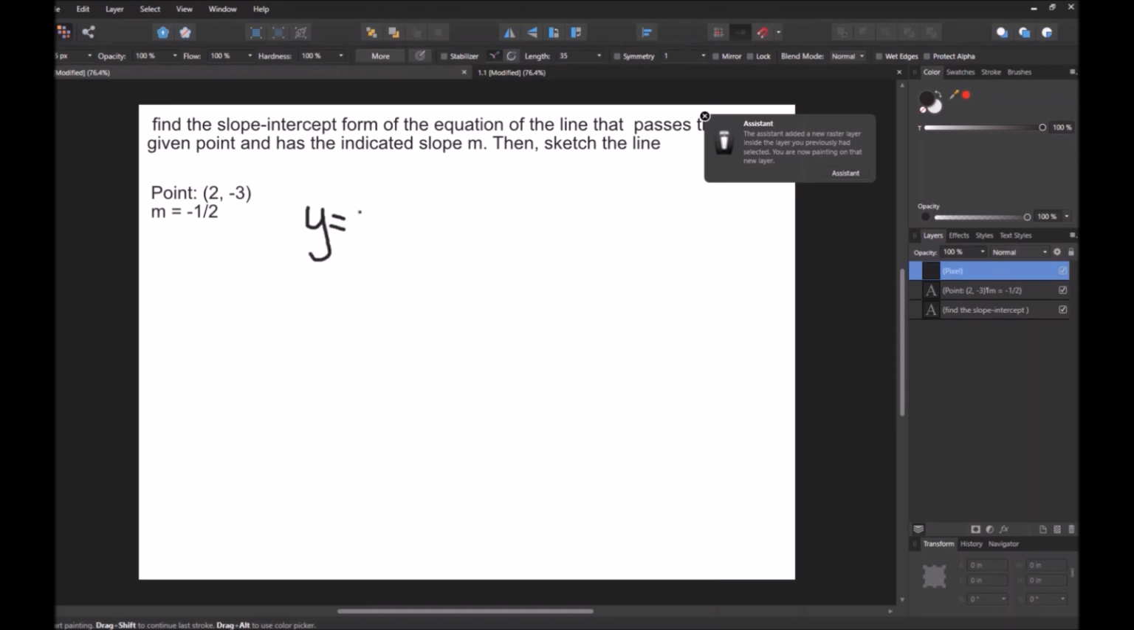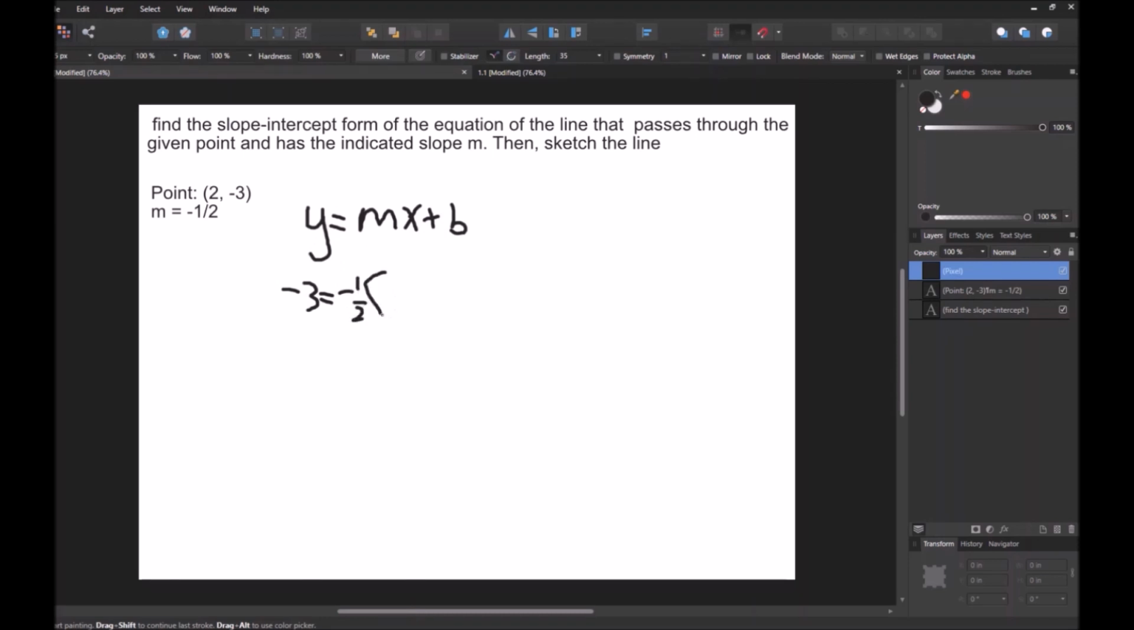So we're just going to do the same thing. y = mx + b, and then plug in the different numbers to their variables. So we're going to be left with -3 = -1/2 times 2 over 1 plus b. Now this negative 1/2 times positive 2, we can actually cross-reduce this. So that leaves us with -3 = -1 + b.